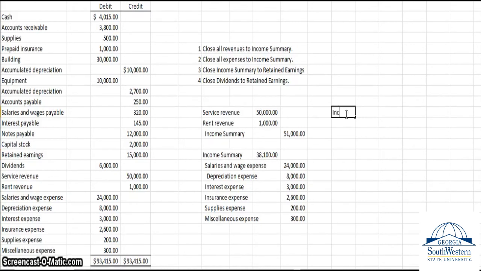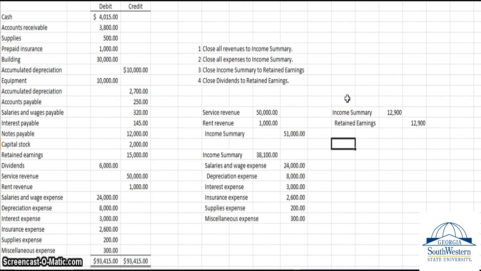So it has a credit balance, so I need to debit it to clear it out or to close it. So we're going to debit it for $12,900. And then we're going to credit retained earnings, because that's where we close income summary to. That's step 3.